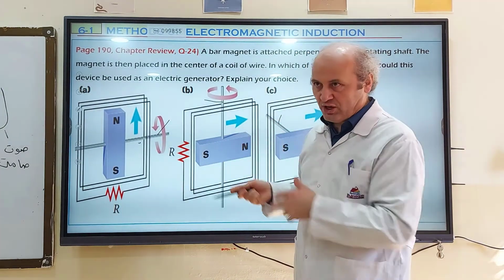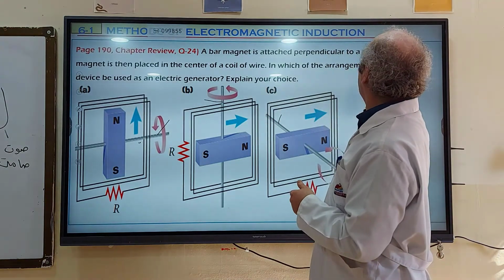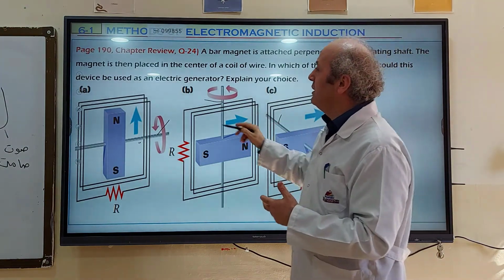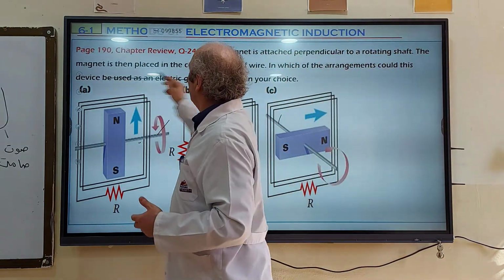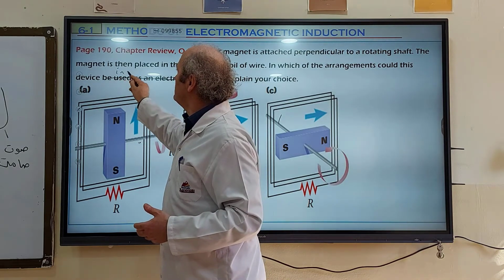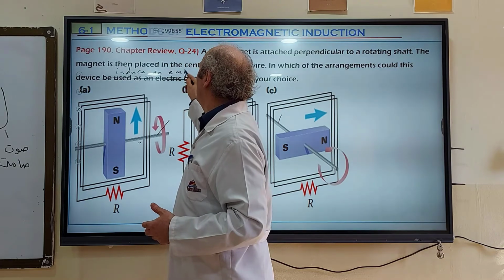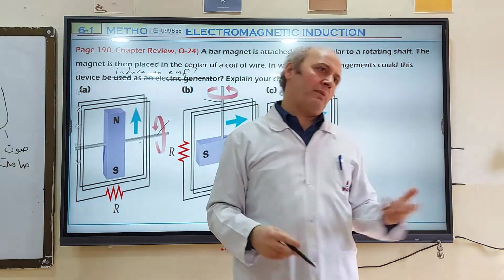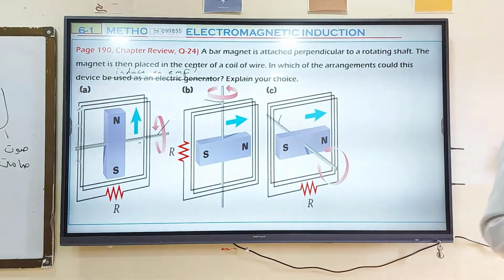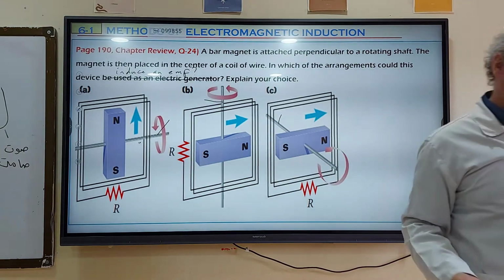Let's make a small change. In which of the arrangements could this device induce an EMF? In section 2, we'll talk about them. In section 2, of course, devices which produce induced EMF are called generators.